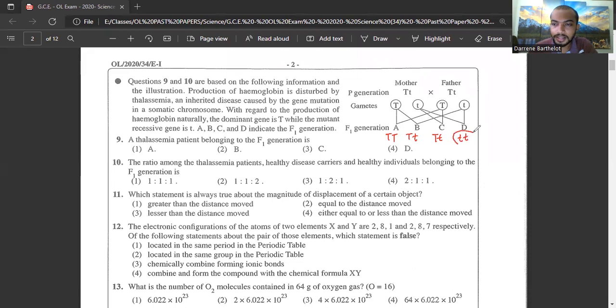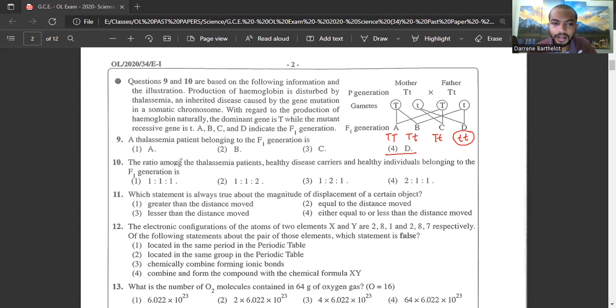That means this is the thalassemia patient, right? Thalassemia is transmitted by a genetic disease. If two recessive genes come together, that means that patient will have thalassemia. So the thalassemia patient belongs to D. When you take capital T and simple t, those will be carriers, right? That means they can transmit this thalassemia gene to the other generation without having thalassemia.